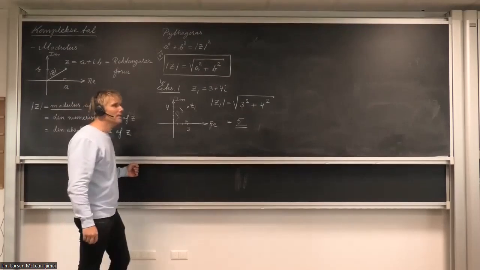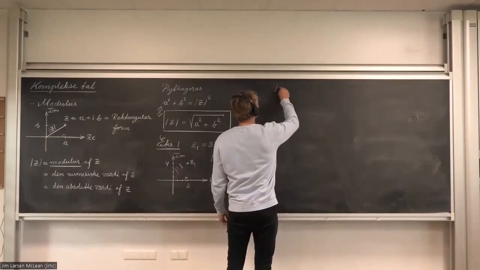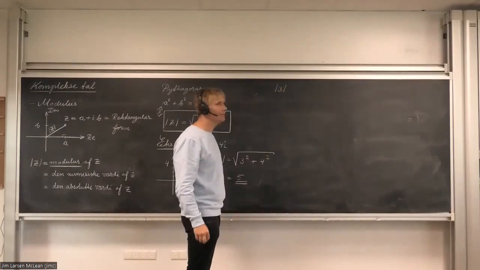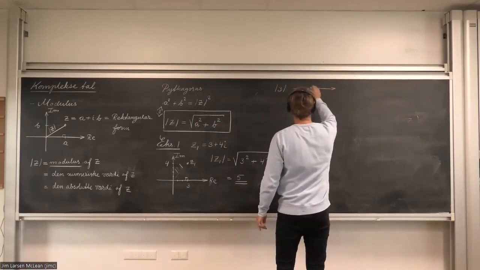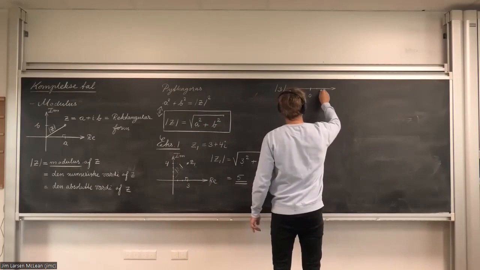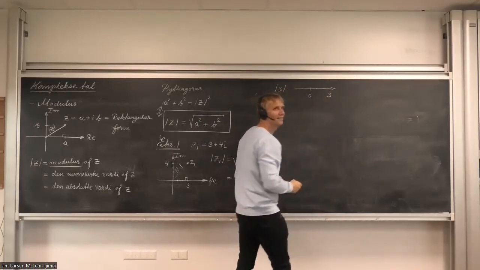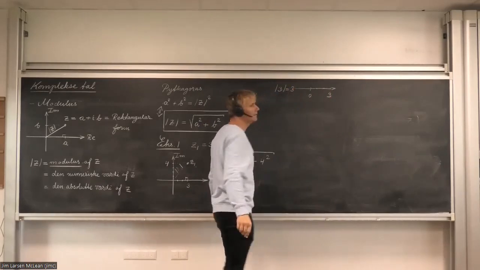By the way, numerical value and absolute value probably mean the same. If you write the numeric value of 3, what does that mean? It means how far is the number 3 from the origin. So if you draw a number line here where it's 0, and here is the number 3, and I ask, how far is it from 0 to the number 3? Well, it's obviously 3. So the numeric value of 3 is 3.